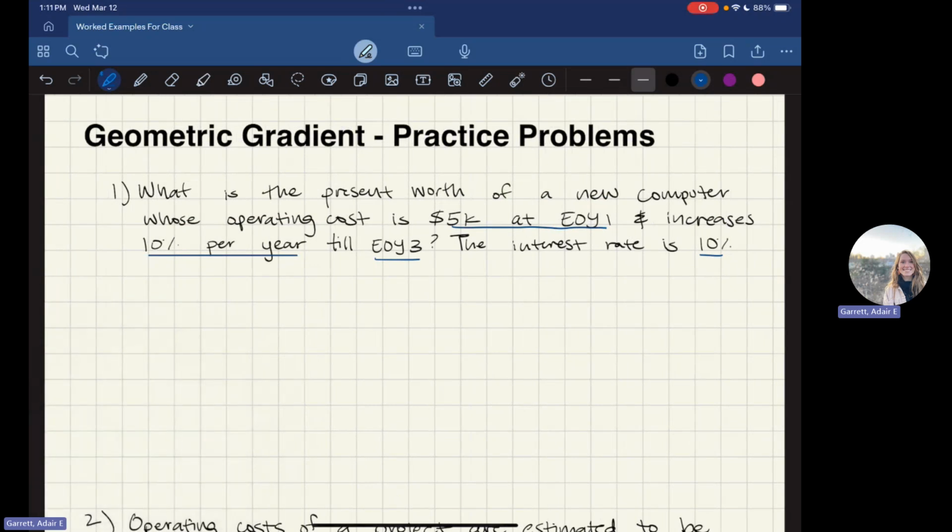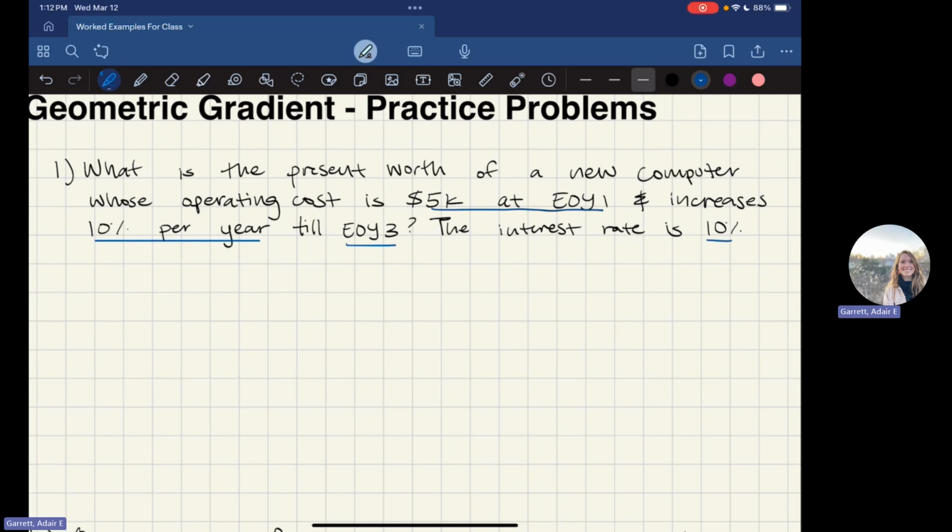In this video, we're going to go through some geometric gradient practice problems. Our first practice problem is asking what is the present worth of a new computer whose operating cost is $5,000 at end of year 1 and increases 10% per year, telling us that it's a geometric gradient problem, till end of year 3. And the interest rate is given as 10%.